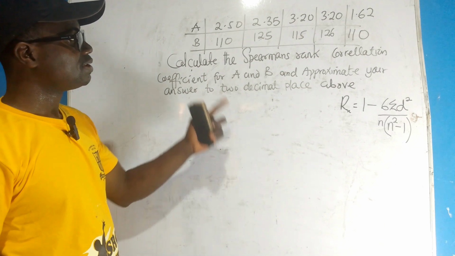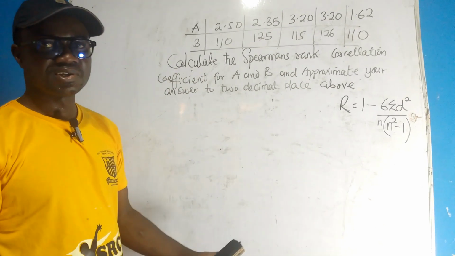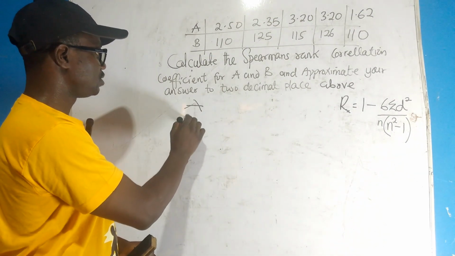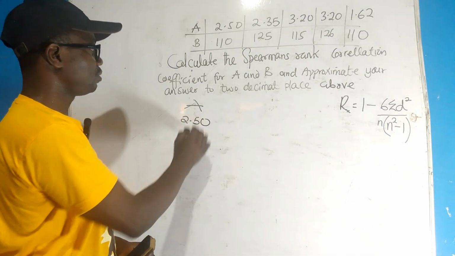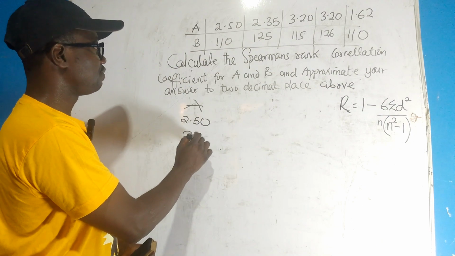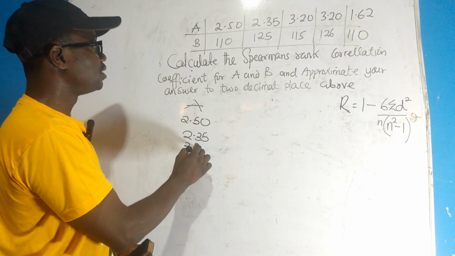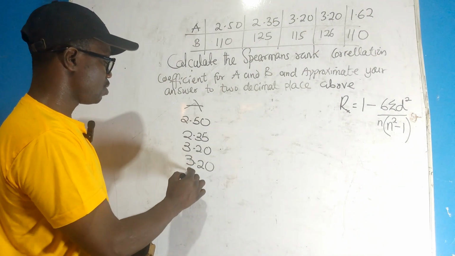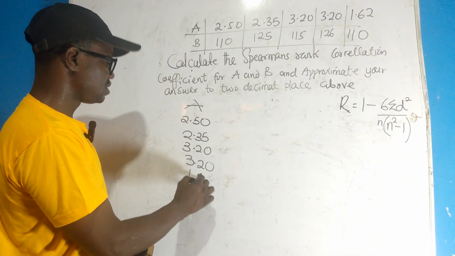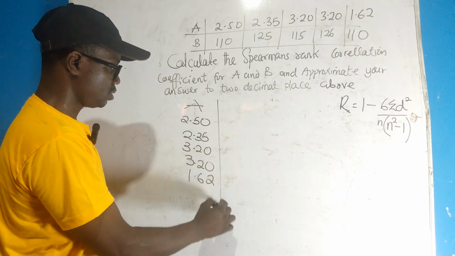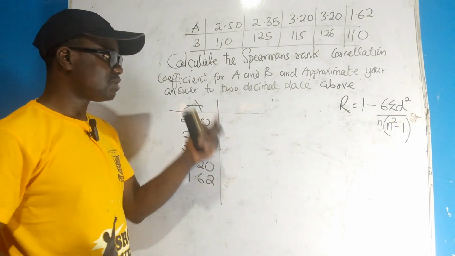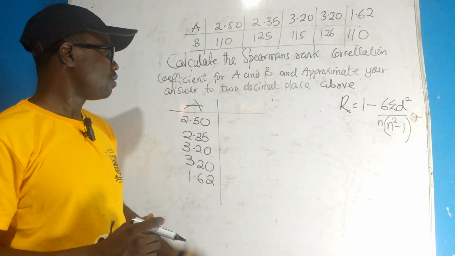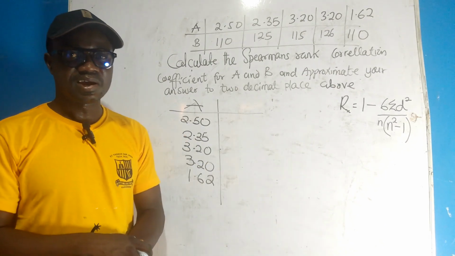Now in the ranking, the only thing that you have to draw is a table. So we have a table. Table A contains 2.50, 2.35, 3.20, 3.20, 1.62. Let's rank this particular element. We have 5 items under A.